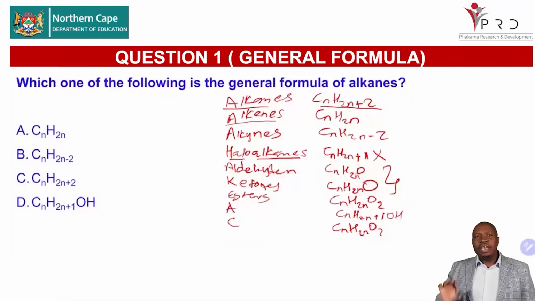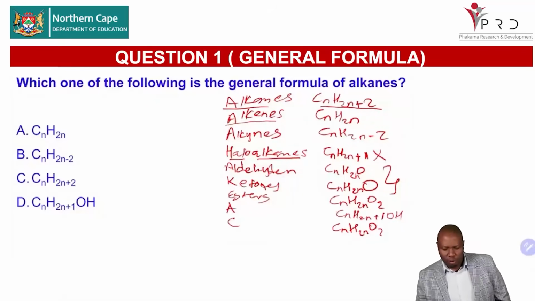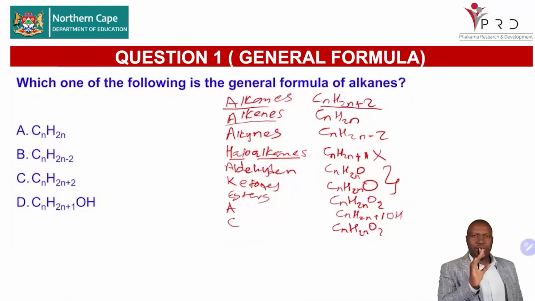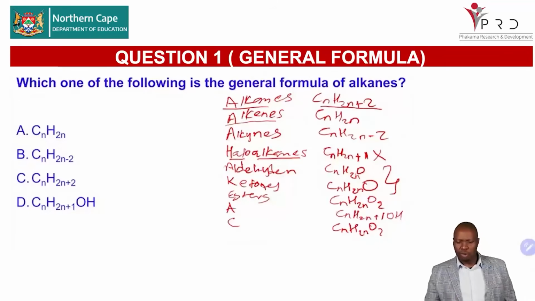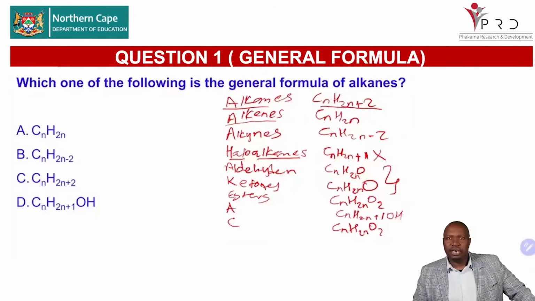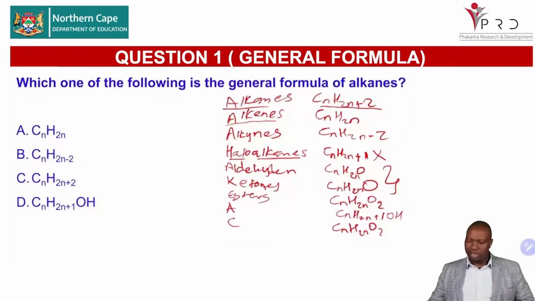Remember, when we give you the number of carbons, you can substitute n there to get the molecular formula. So you are able to move like that. I hope that helps you and reminds you, because this is the foundation that you are building these organic molecules on. If you don't know the general formula, which is the basic building block of these organic molecules, you will have a problem. Make sure that you understand all those general formulas.